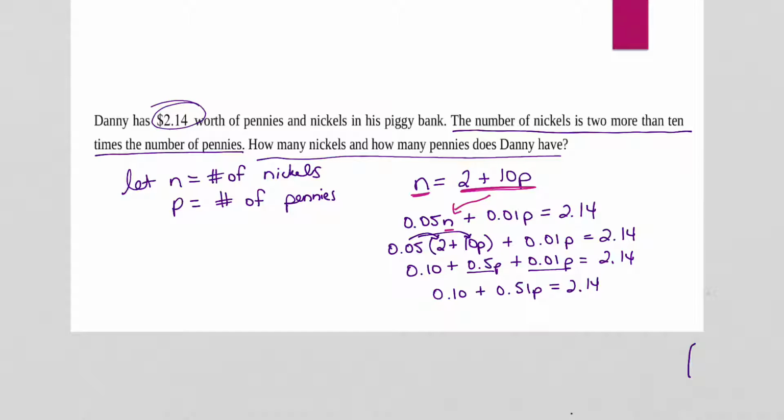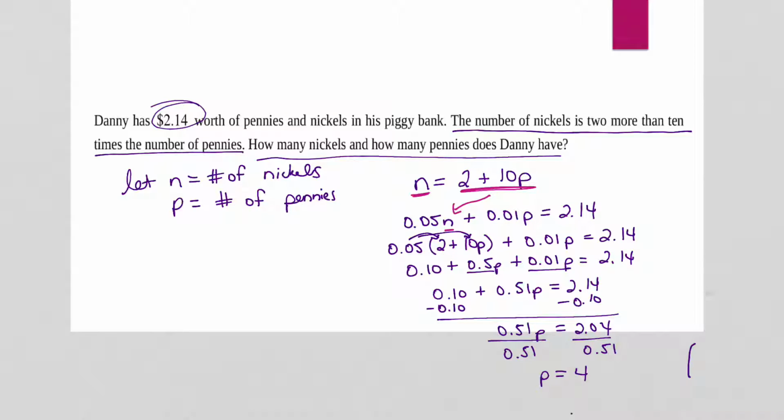I want to subtract 10 cents from both sides, and I get 0.51p is equal to 2.04. Divide by 0.51, and I get that p is equal to 4. So in this case, he only has 4 pennies.